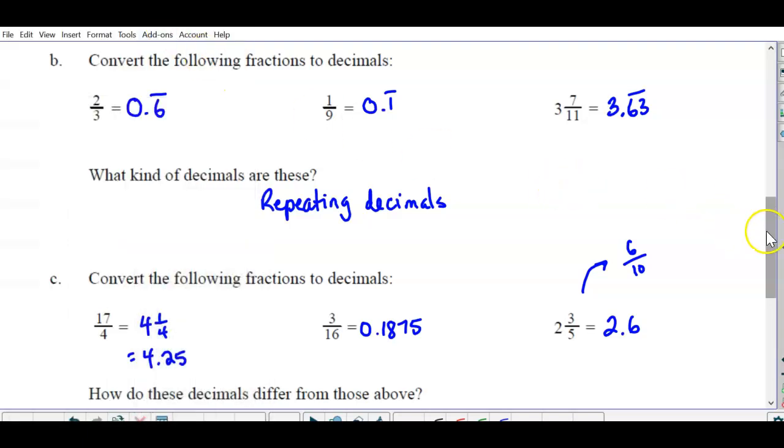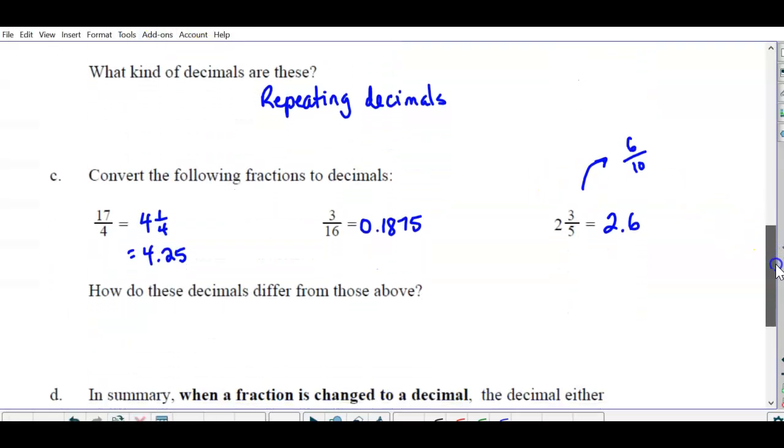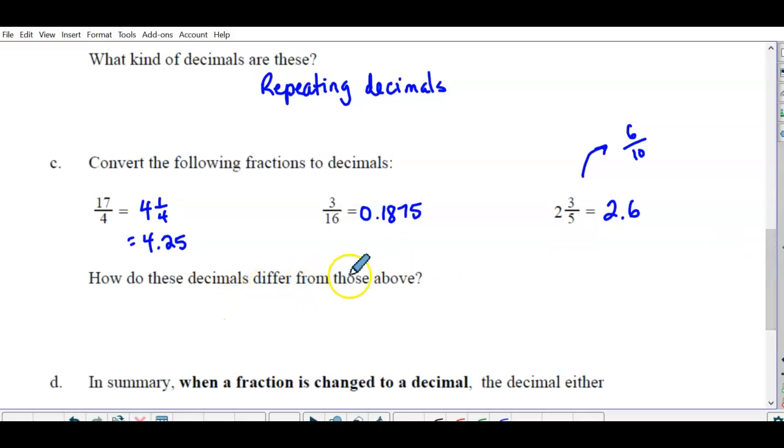Notice how none of these repeated. They're all terminating decimals. So how do these differ from those above? These are terminating decimals.